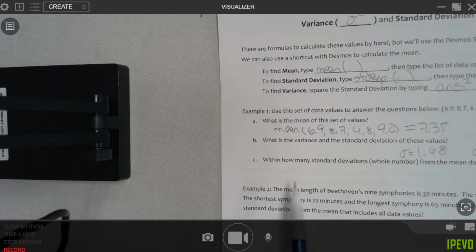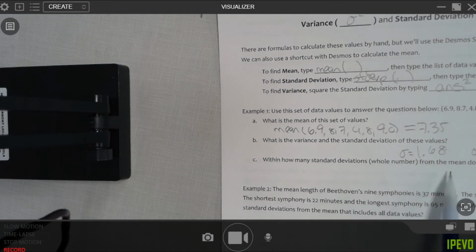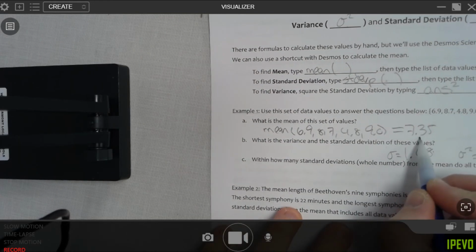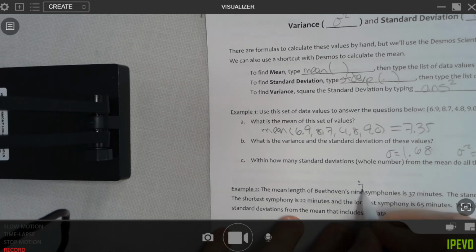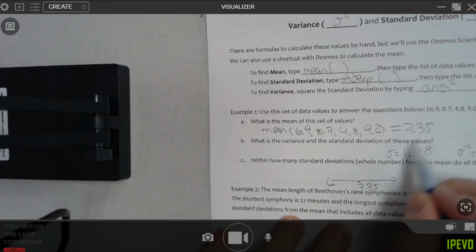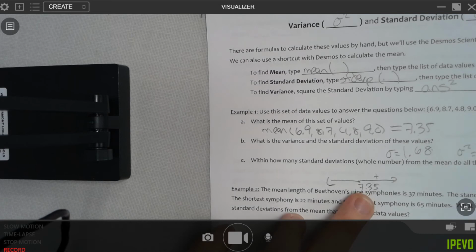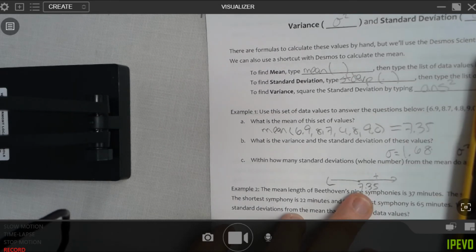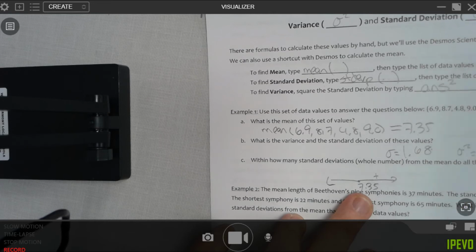Then I want to know how many standard deviations using whole numbers from the mean do the values fall. See, first we have your mean. So your mean is the 7.35 here. So that gives my middle, 7.35. And then what I'm going to do is I'm going to do a standard deviation up and standard deviation down. So it's 1.68. So I'm going to add the 1.68 to that. So do 7.35 plus 1.68. So 9.03.